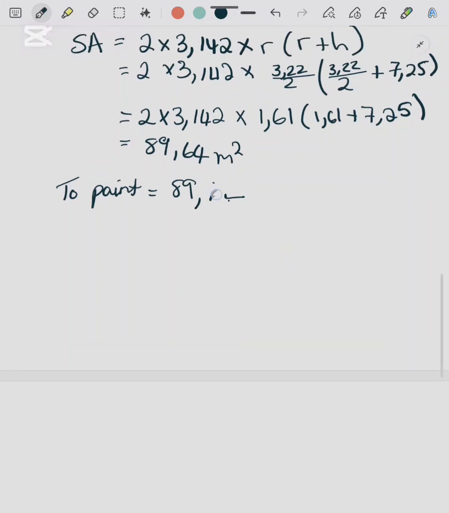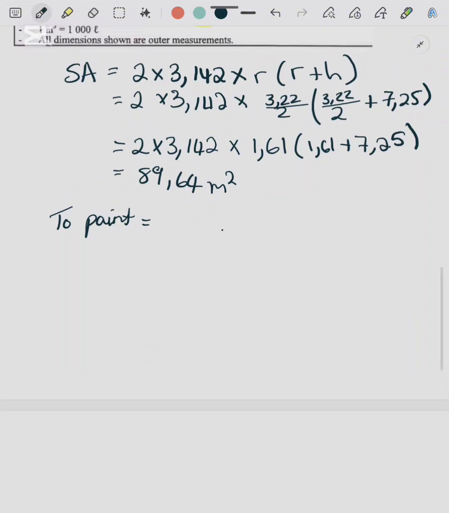My pen's not working there. Let's try that again. 89,64, and we're going to take away 1 meter squared, giving us 88,64 meters squared.